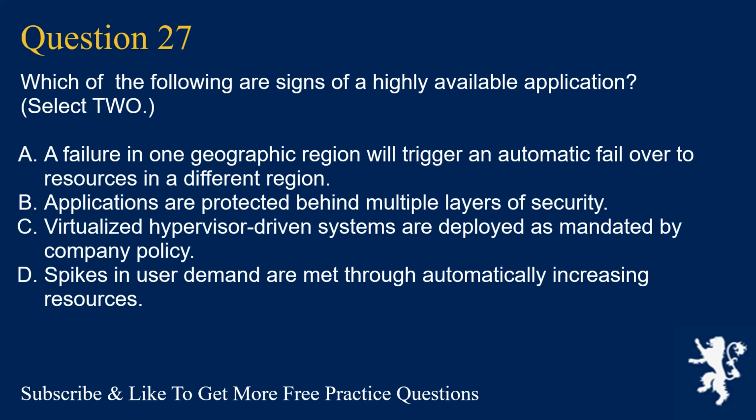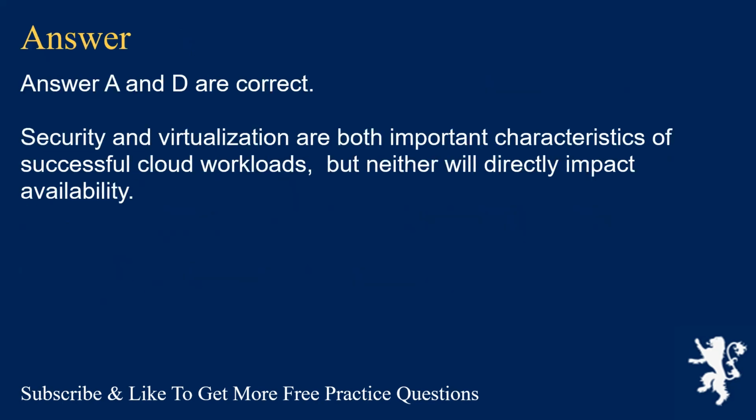Question 27. Which of the following are signs of a highly available application? Select 2. A. A failure in one geographic region will trigger an automatic failover to resources in a different region. B. Applications are protected behind multiple layers of security. C. Virtualized hypervisor-driven systems are deployed as mandated by company policy. D. Spikes in user demand are met through automatically increasing resources. Answers A and D are correct. Security and virtualization are both important characteristics of successful cloud workloads, but neither will directly impact availability.